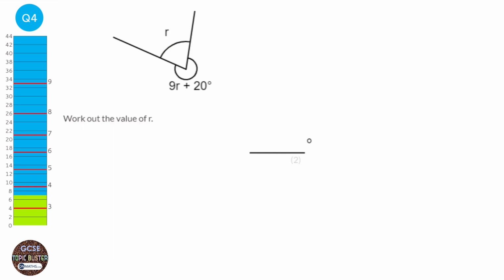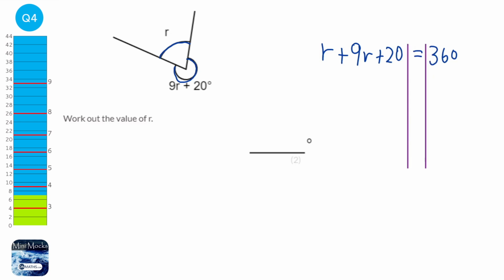So angles on a point add up to 360, and we are given the values of the angles, but in terms of r. So we know that r plus 9r plus 20 will equal 360. So we've got an equation here we can solve. So first of all, let's add the r's together, and so that will be 10r plus 20 equals 360. Then we're going to subtract the 20 from both sides.